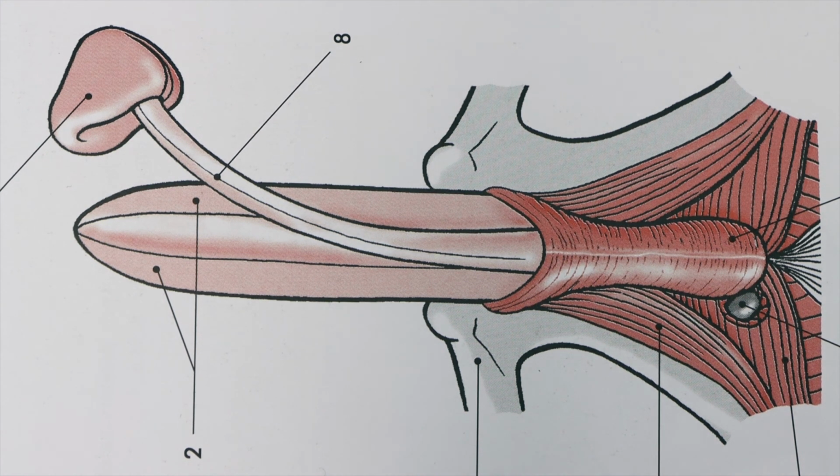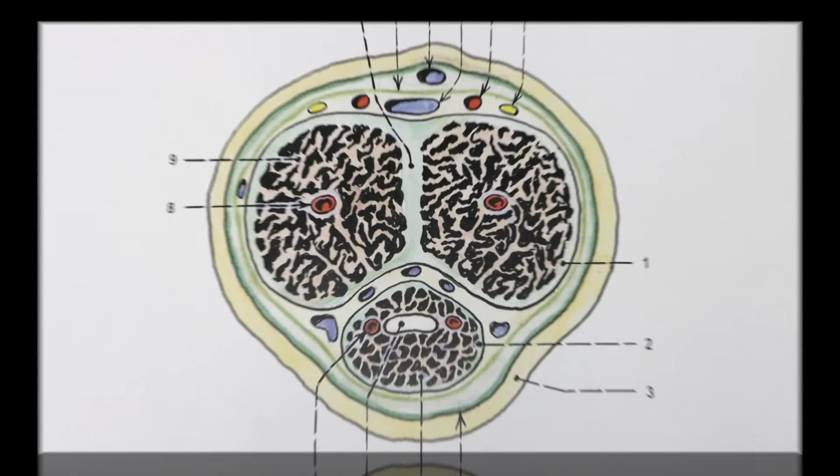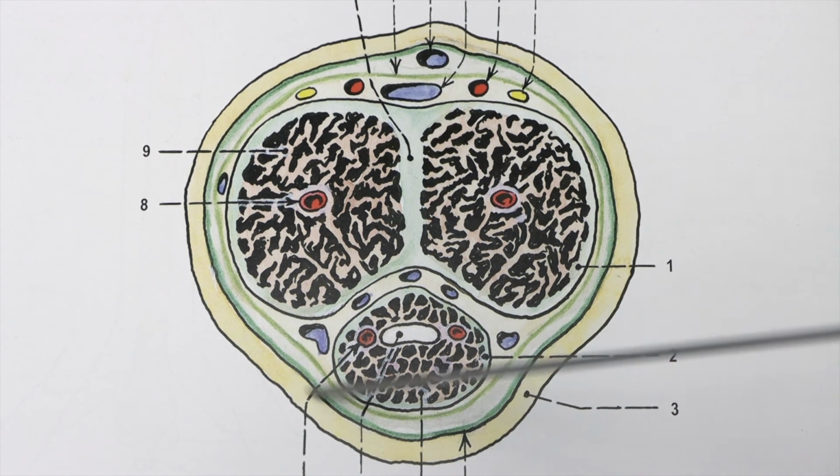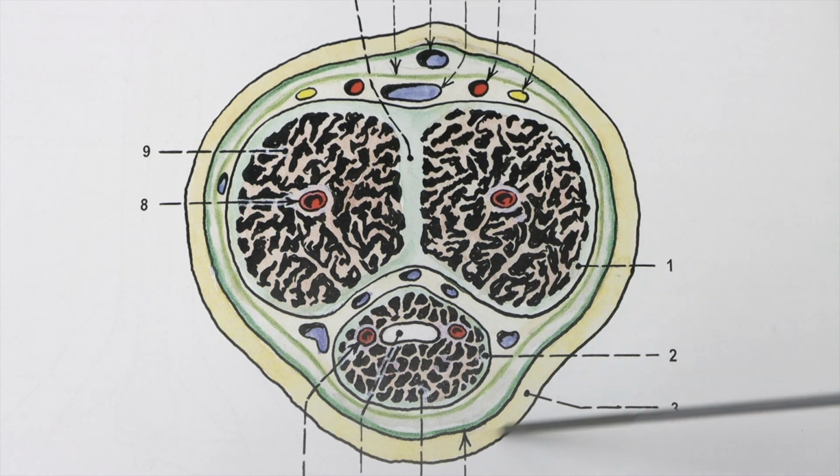Now the cross section of the penis. So if we make an incision through the penis to have the transverse or horizontal section, you will see this picture. This picture shows you the structures that you can find inside the penis. On the surface of the penis, you can see the skin. Already we said the skin of the penis is pigmented. It contains sweat glands and sebaceous glands and some hairs.